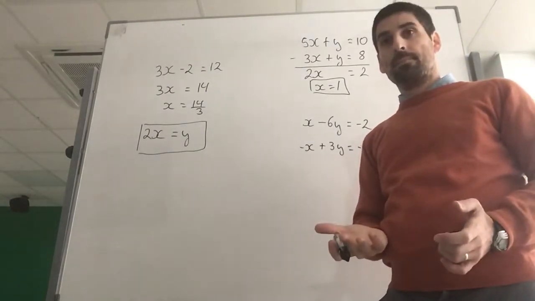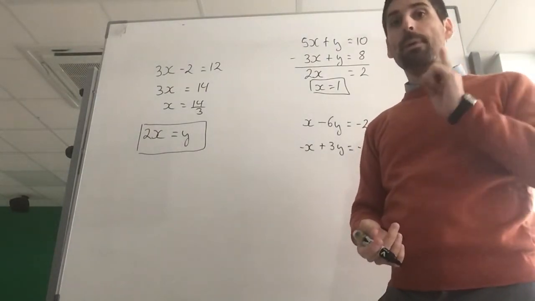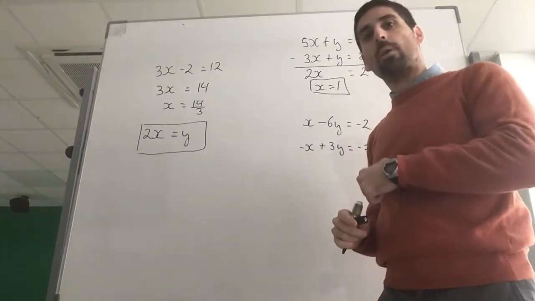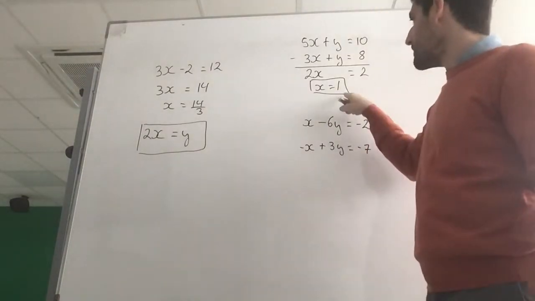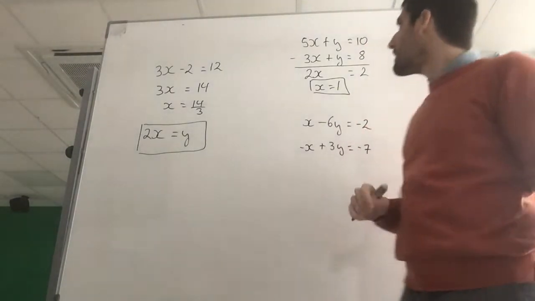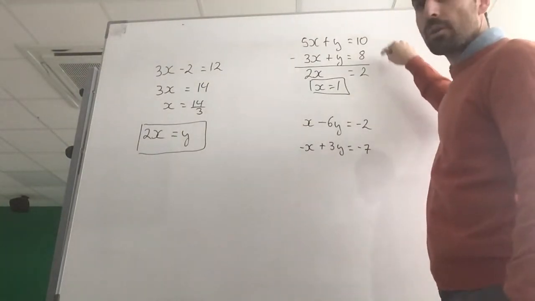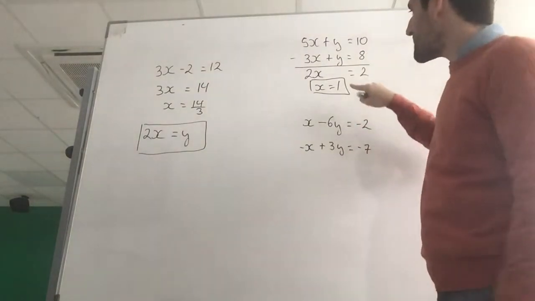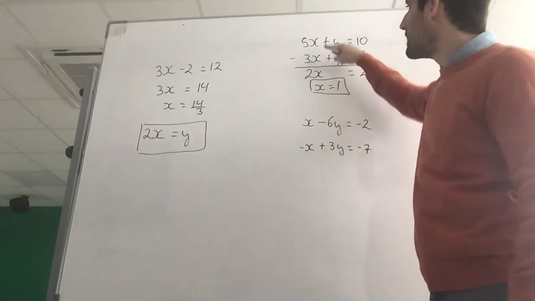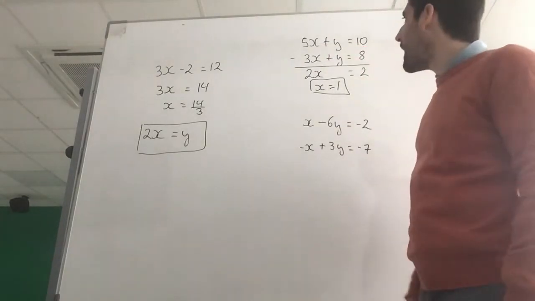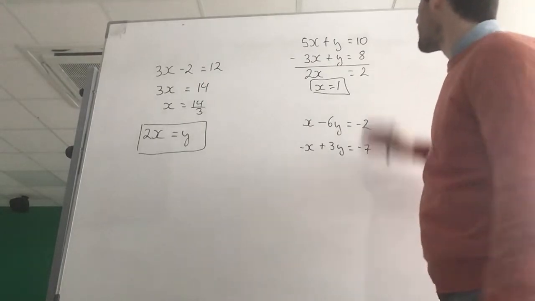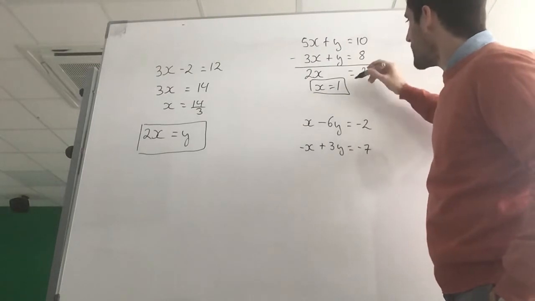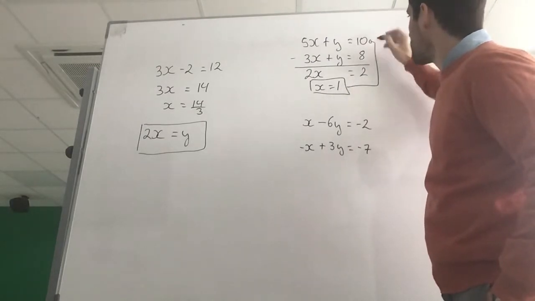Have we finished? No, we have not finished, because when you've got simultaneous equations, you need to find the x and the y value. So you take that x value that you found, you choose any of the two equations, it doesn't matter which one, and you're going to substitute the value of x into one of the two equations. I am going to choose the first equation, it doesn't matter. So I'm going to take this and substitute it into there.